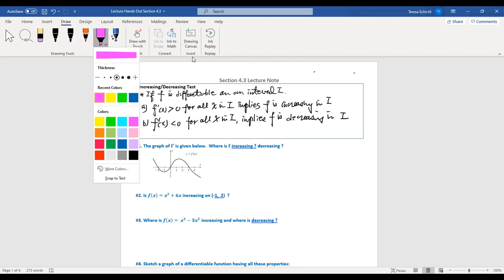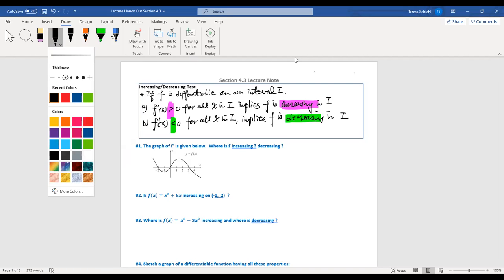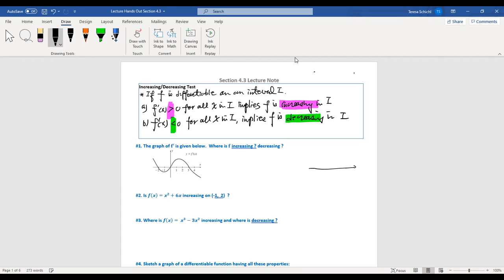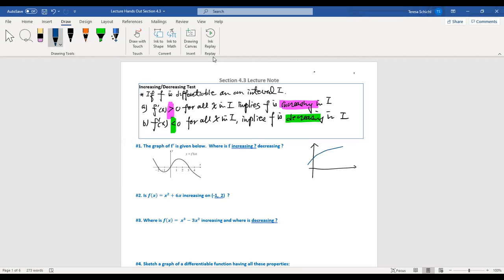So if it's greater than 0, then it's increasing. And if it's less than 0, this is decreasing. This kind of makes sense. Let me show you with a graph so maybe we can get a better idea. For example, this is my graph here, and if I have a function like this, this is my function f of x.